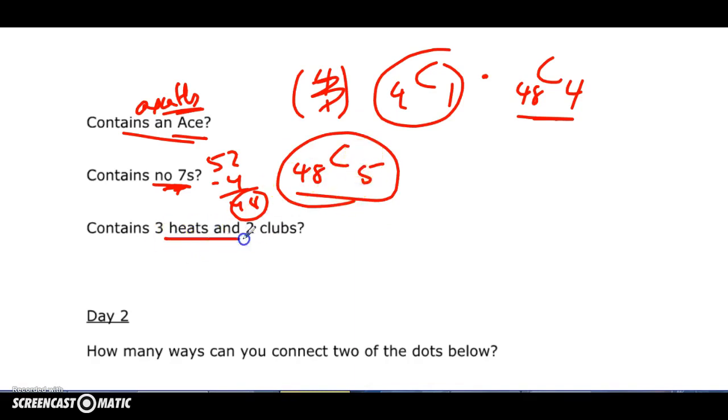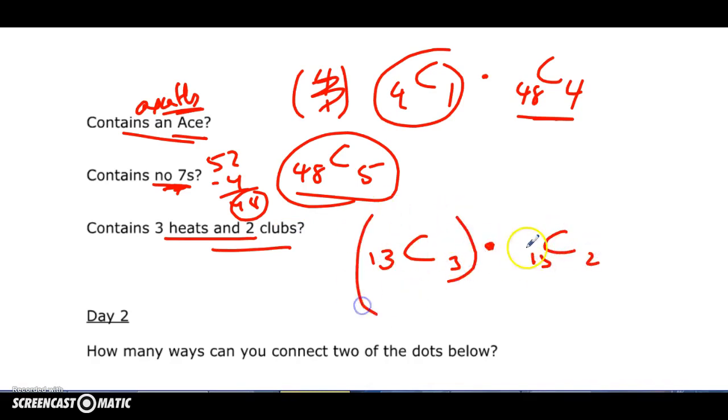Kind of neat. If you want to do 3 hearts and 2 clubs, this one's a little bit different. We haven't done this exactly yet, but how many hearts do I have? 13. I'm going to choose 3. How many clubs? 13. I'm going to choose 2. And all you do is multiply these two numbers together. I choose my hearts and then my clubs, or vice versa. It doesn't matter how you do this in order. You're going to multiply, and that's how that's done.